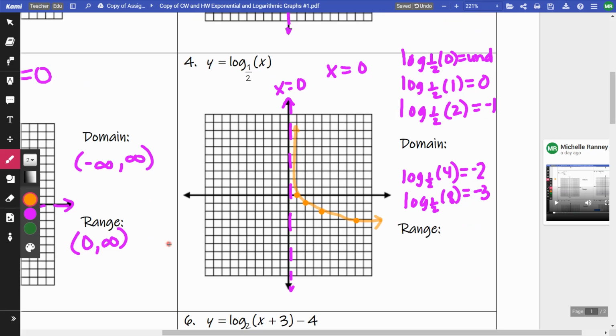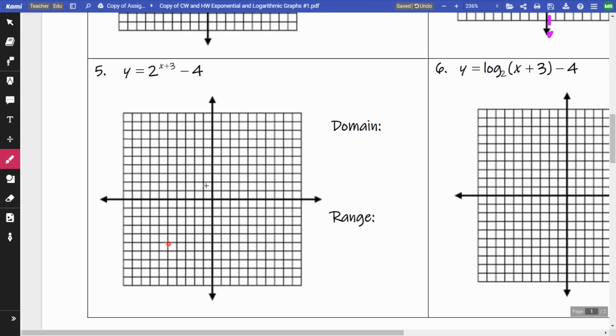So now for this, I'm going to write in a different color since I've got a lot of stuff going on. My domain is going to be from 0 to infinity. My range is going to be from negative infinity to infinity. So now the next ones, we're going to be kind of moving them.